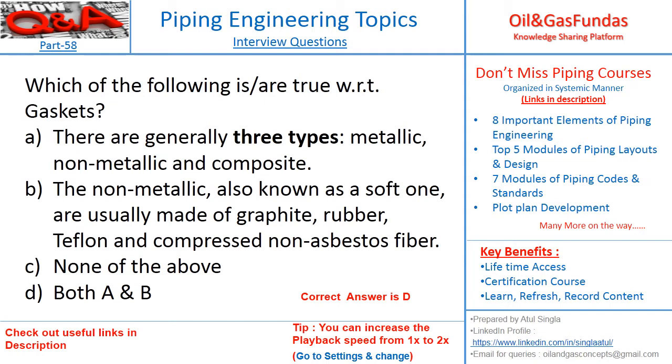The non-metallic gaskets are soft ones. They are also known as soft ones. Usually these are made of graphite, rubber or Teflon. So this is something which we need to remember related to gaskets. Three types are there, and soft ones are made up of graphite, rubber, Teflon material. So both these statements are true.